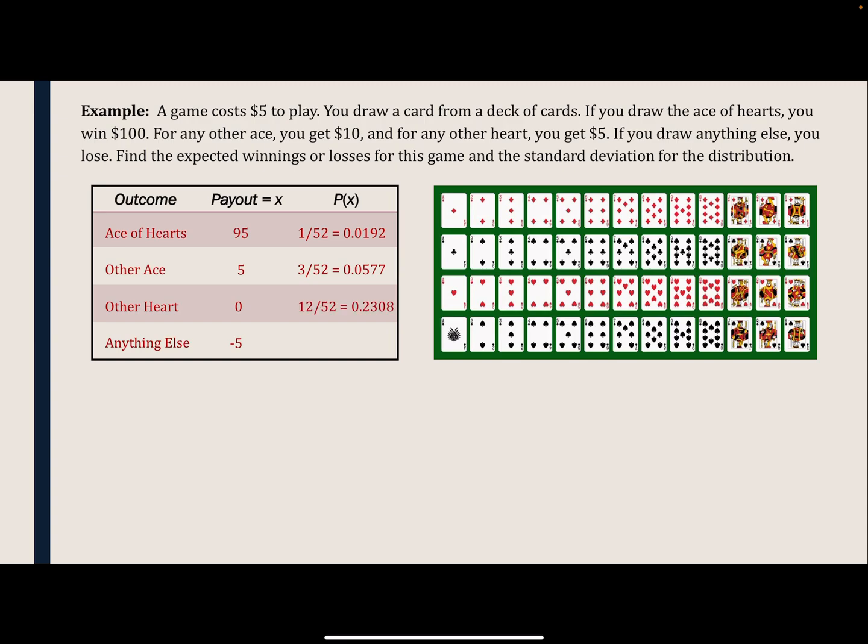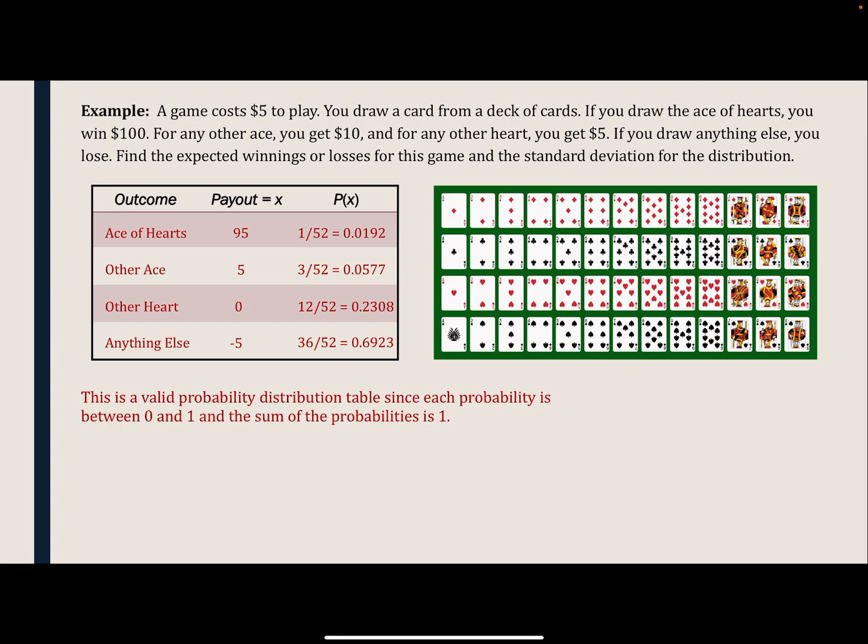And then finally getting anything else would basically be if I take 12 plus 3 plus 1, so 16, and subtract it from 52, there are 36 other ways that I can get a different card other than these cards listed. This will ensure that I have a valid probability table. So each probability is between 0 and 1, and they're going to add up to 1.